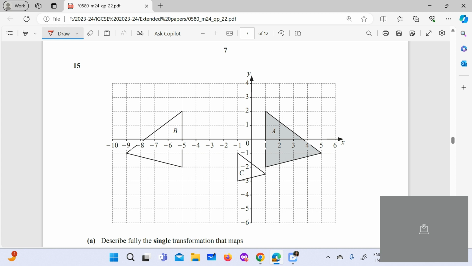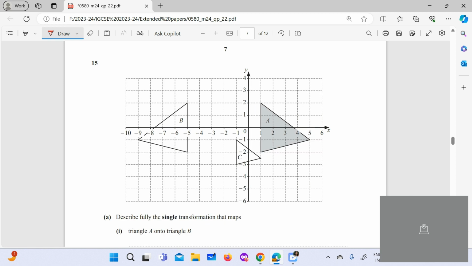Here, describe fully the single transformation that maps triangle A onto B. Okay, so if you look here, this is just a flipped one and it very clearly shows that this is nothing but reflection. So you know this is reflection, so you have to write what is the image line. So we will take two corresponding points and look at the distance, 1, 2, 3, 4, 5, 6. So we have to go half the way, 1, 2, 3.